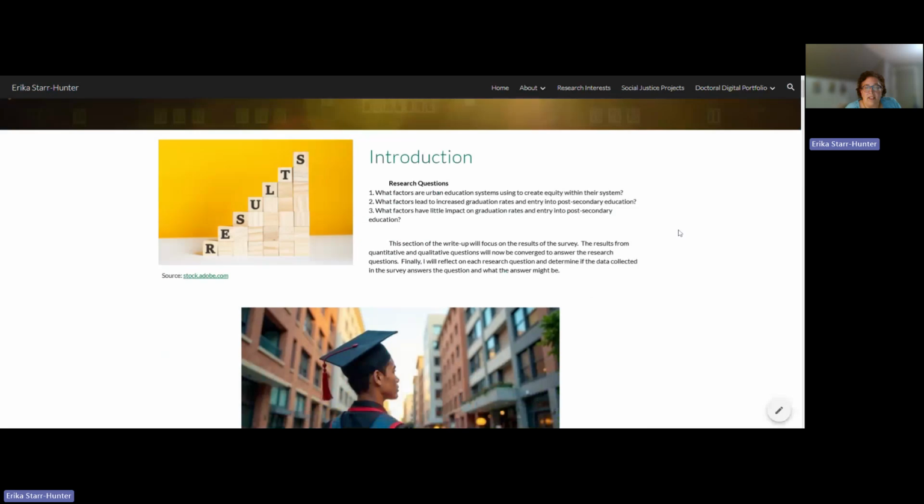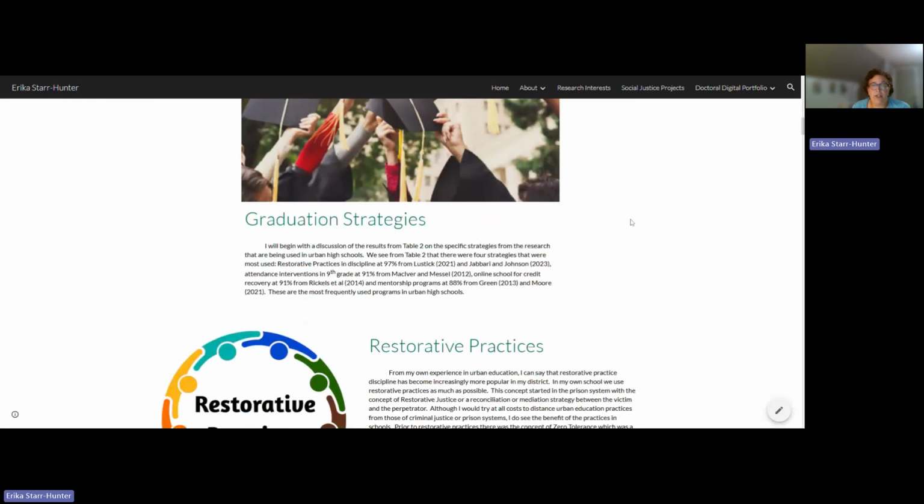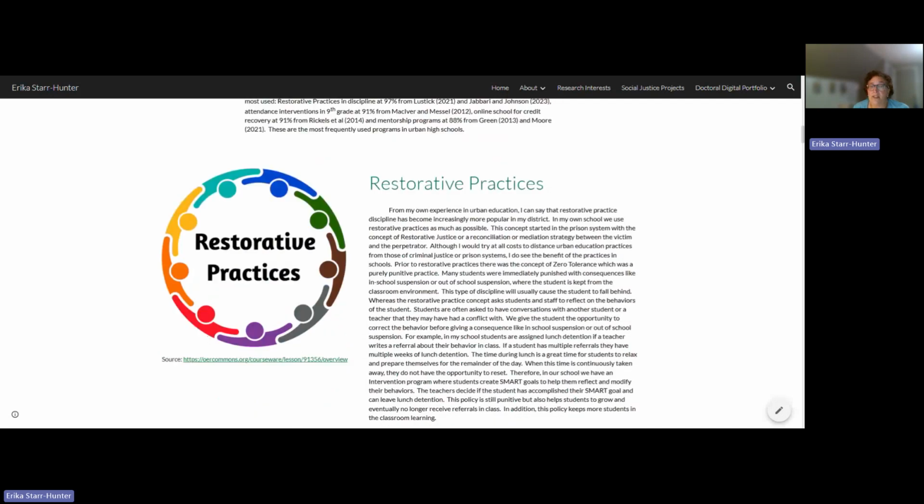So the results, I broke them down into my different research questions. Question 1, what factors are urban education systems using to create equity within their system? So strategies that urban educators see being used to increase graduation: restorative practices. This is the concept that exclusionary discipline, like in-school suspension and out-of-school suspension, are inequitable because they keep students out of the classroom and out of the academic environment.